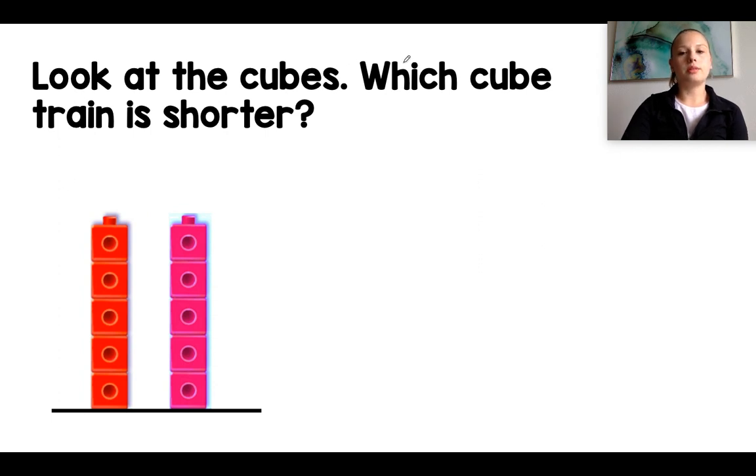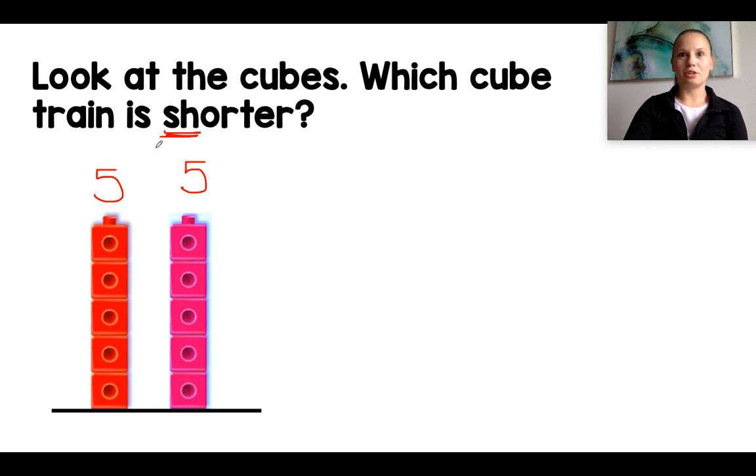Look at the cubes. Which cube train is shorter? I see that they're both on the floor. Let's count the red cube train first. 1, 2, 3, 4, 5. Let's count the pink one next. 1, 2, 3, 4, 5. Oh, they're both 5. Which one is shorter?